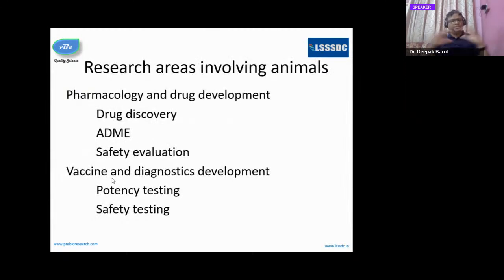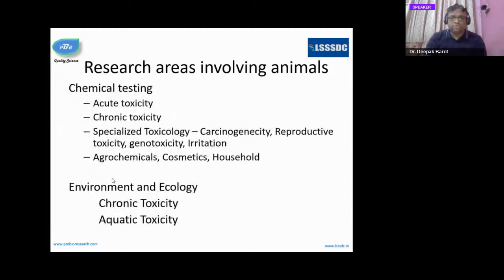So all these lab animals, rats, mice, dogs, guinea pigs, hamsters, even rabbits, primates, beagle dogs, where are they all used? They are used in drug discovery, especially to understand ADME, absorption, distribution, metabolism, excretion, for safety evaluation, and for efficacy, which is potency testing, and for safety testing of vaccines and diagnostics. Okay, so this is the application of animal usage.